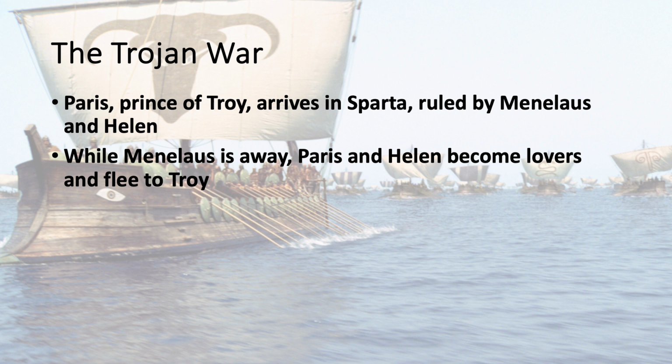While Paris is there in Sparta, the king, Menelaus, is called away on urgent business. And while he is gone, Paris and Queen Helen become lovers and run away together for Troy. Menelaus returns to Sparta to find his wife is missing and realizes what has happened.